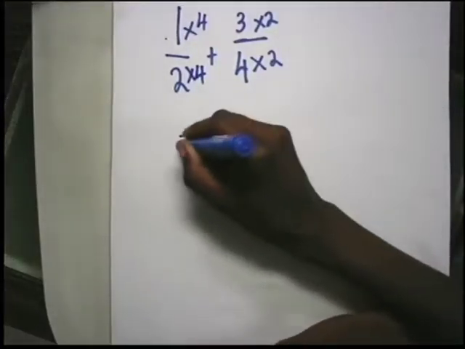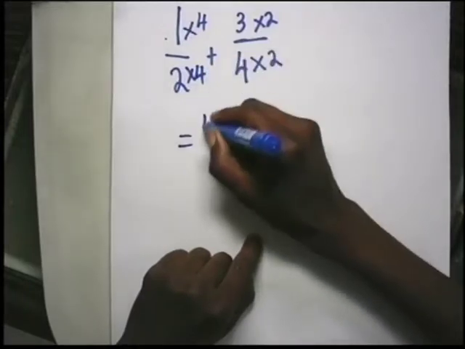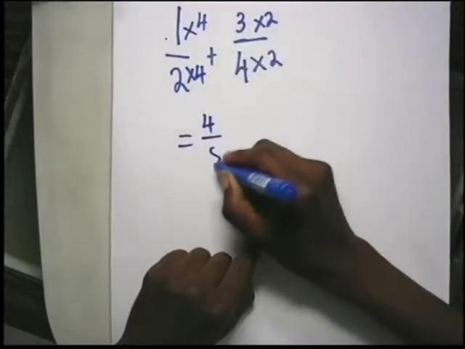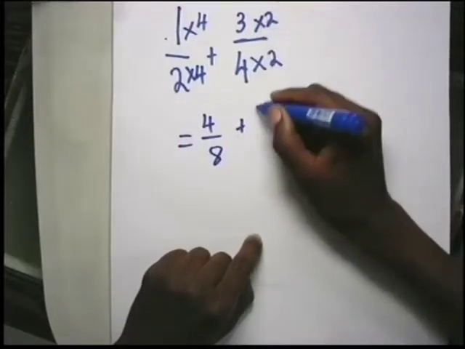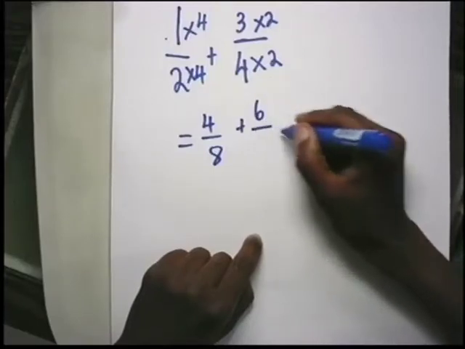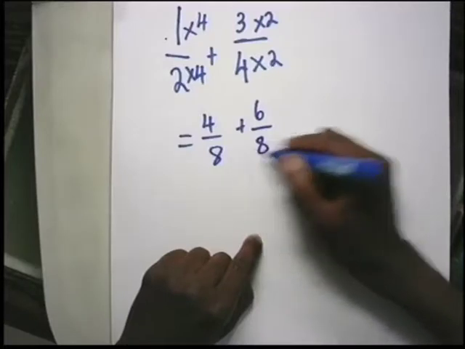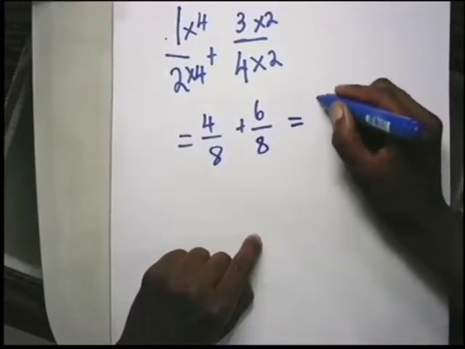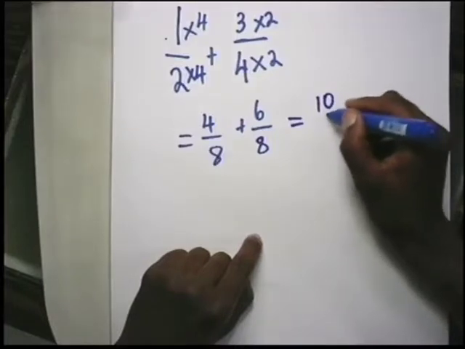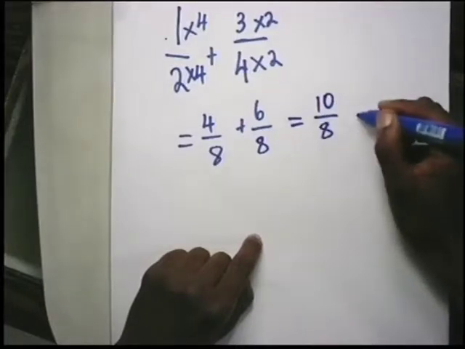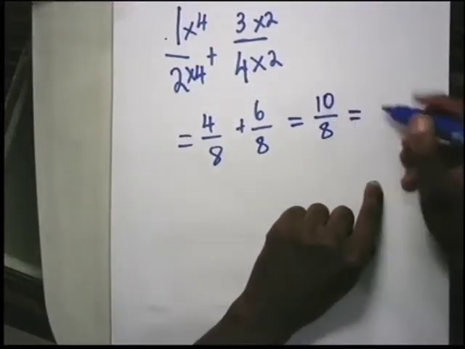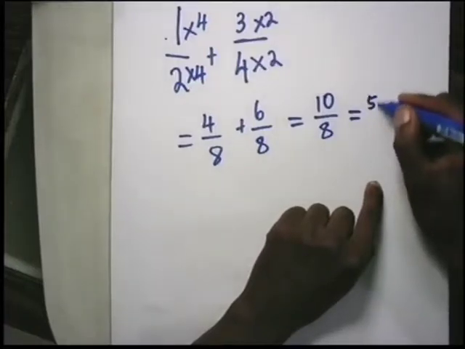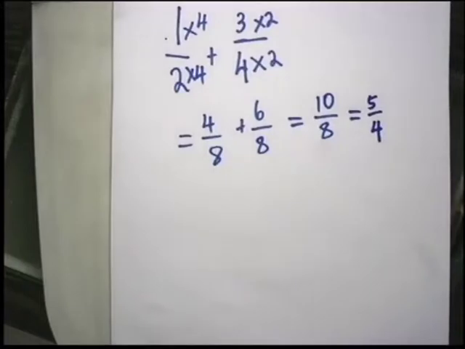So this will be, for example, we have a 4 there. What we get here is 4 over 8 plus, what do we have here? We have 6 over 8. So now that the denominator is the same, you're going to add the top and also keep the denominator as it is. So in its simplest form, this will be 5 over 4. So know how to work with fractions.